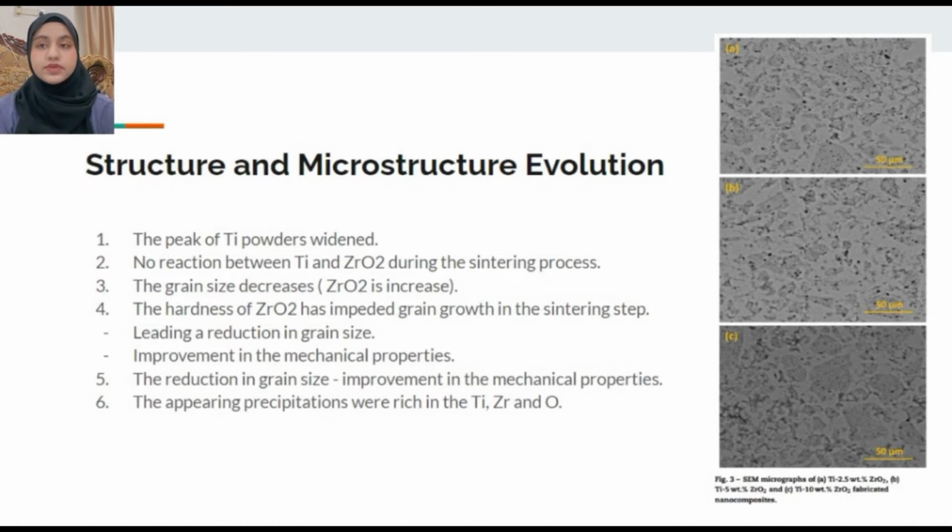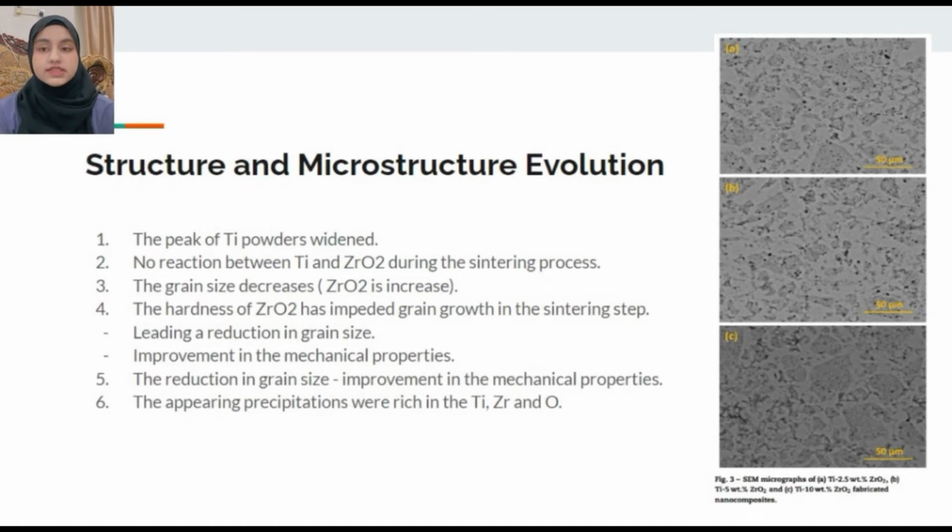Today I want to present about the structure and microstructure evolution. The first one is that the peak of the titanium powder widens. This occurs due to the plastic deformation of the titanium powders during the ball milling process. The ball milling process is a grinding method that grinds material into extremely fine powder. The next one is that there is no reaction between titanium and zirconia during the sintering process.